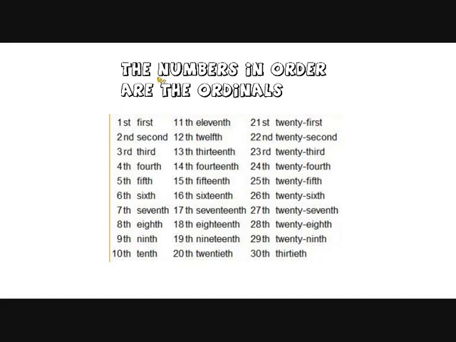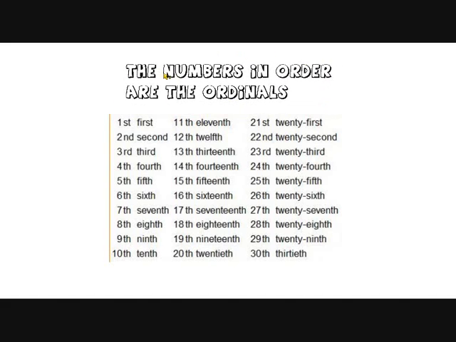So when we use the numbers in order, we call them ordinals. These are the ordinals in English. We don't say number one thing happened to me. No, we say the first thing that happened to me. Number two thing happened to me. No. We say the second thing that happened to me. We don't say number three thing happened to me. No. We say the third thing that happened to me, or the third thing that I remember, or the third thing that I want to talk about.